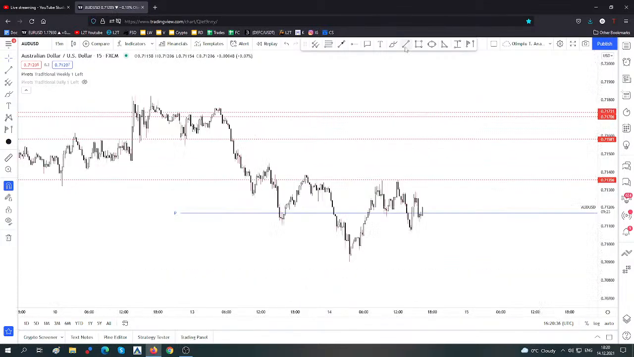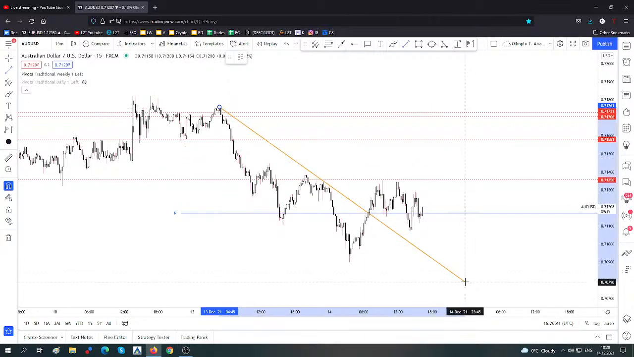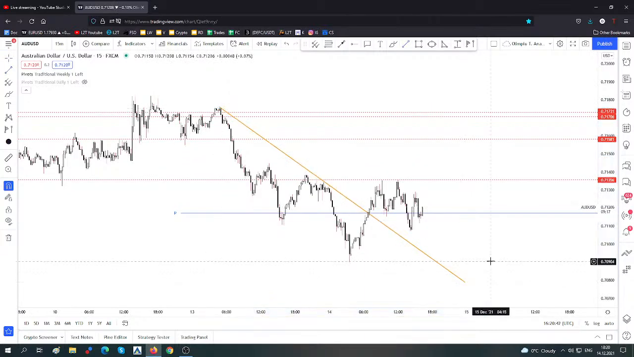On the 15 minutes chart, if you want something like an intraday trade or something, you can keep an eye on this potential pattern, inverse head and shoulders on the Australian dollar, US dollar.